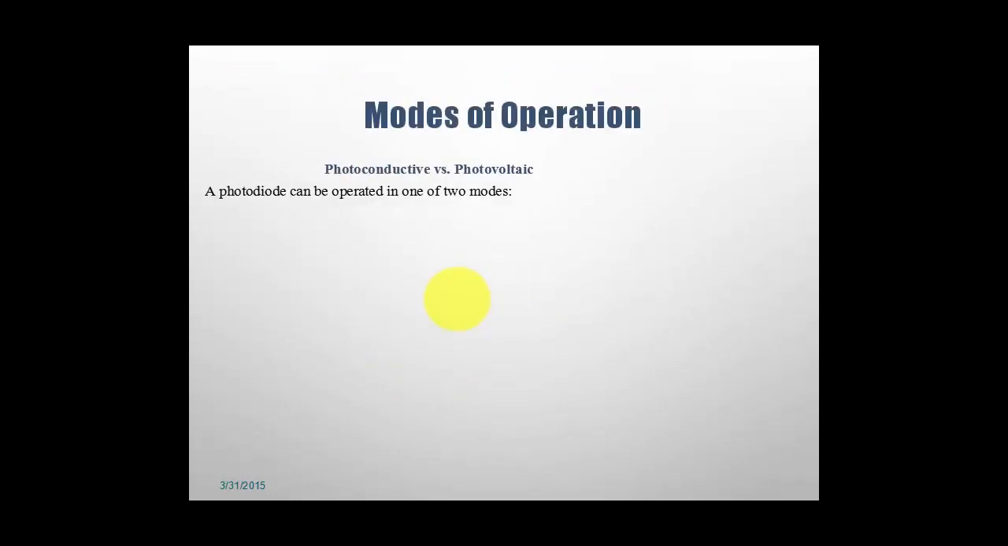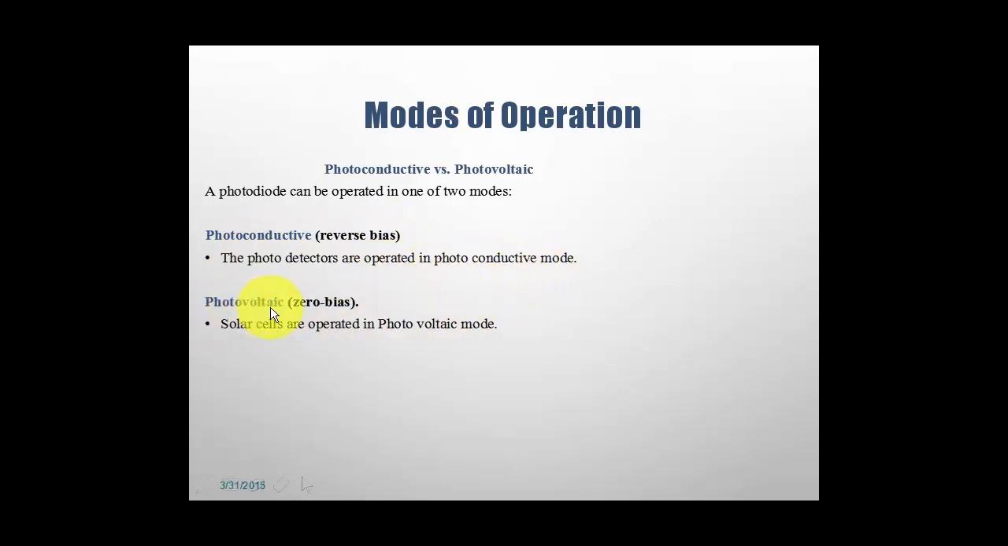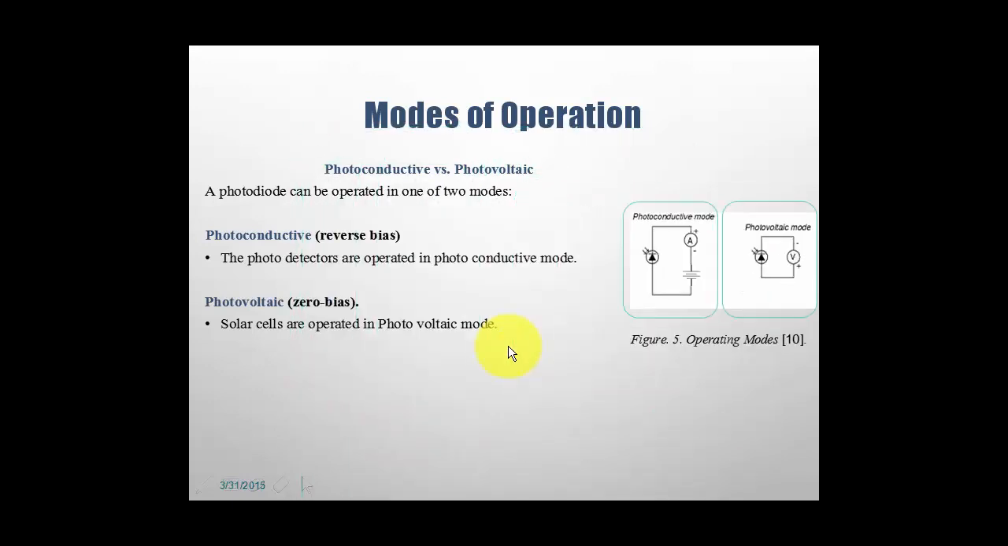Modes of operation: photoconductive versus photovoltaic. A photodiode can be operated in two modes. The first one is photoconductive, which is operated in reverse bias. Photodetectors are operated in the photoconductive mode. The other one is photovoltaic, which is operated at zero bias. Likewise, solar cells are operated in the photovoltaic mode. This is an example of the photoconductive mode, and this is the example for the photovoltaic mode. You can see the supply is connected just to make it functional, and with the help of photons it will be operated.